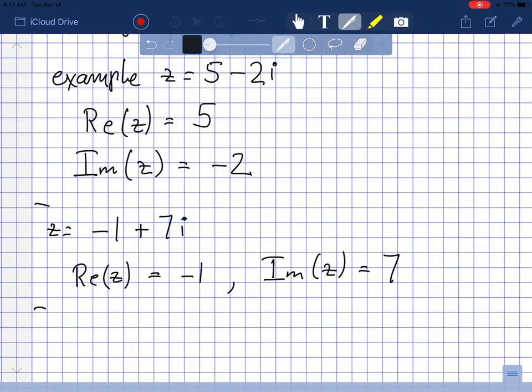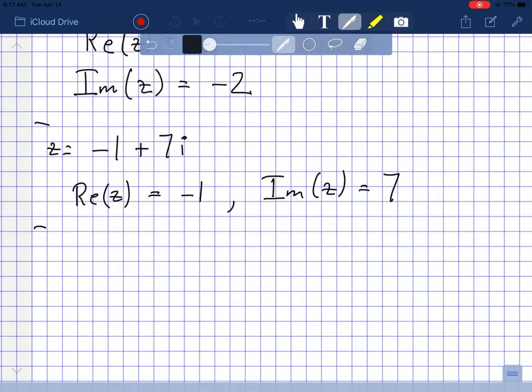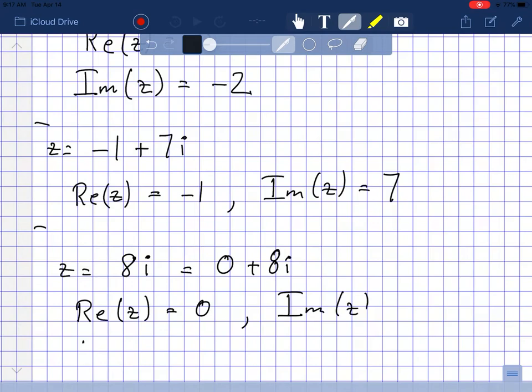Okay? How about if I had this? z is equal to 8i. Well, 8i is equal to 0 plus 8i. So the real part of z is equal to 0, and the imaginary part of z is equal to 8.